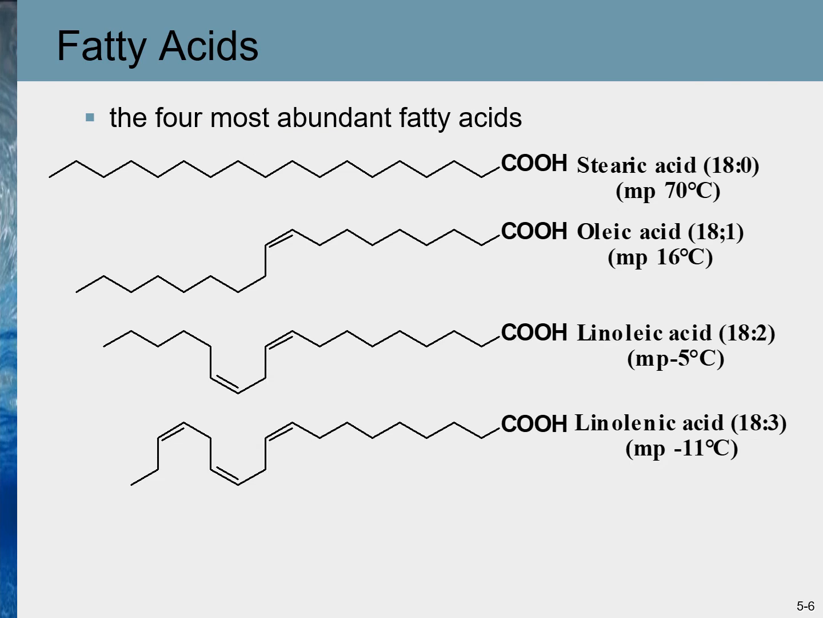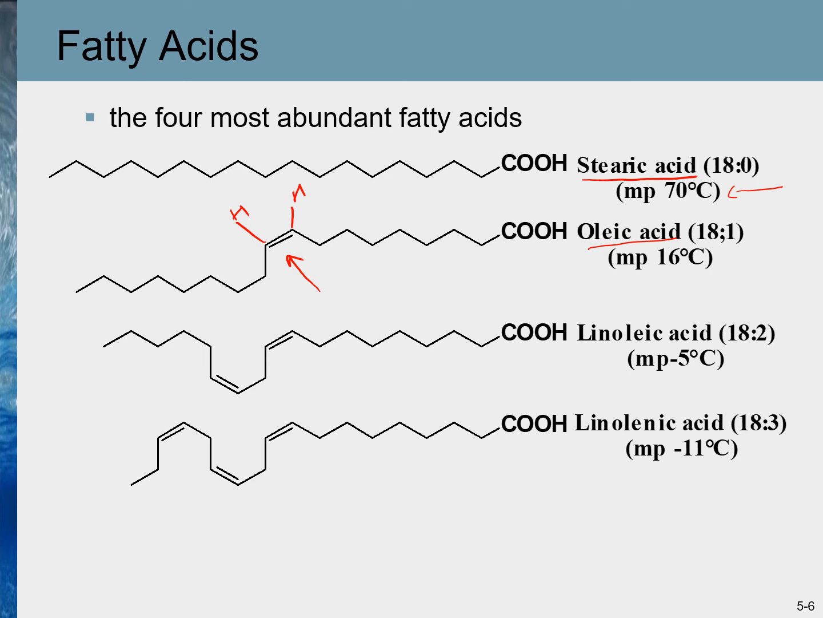The structures of the four most commonly abundant fatty acids are shown here. The first fatty acid is stearic acid. As we can see, it is a saturated fatty acid and its melting point is 70 degrees Celsius. Hence, it's a solid at room temperature. Oleic acid is found in olive oil, and it has one double bond, which is a cis double bond, and its melting point is 16 degrees Celsius. Hence, it's a liquid at room temperature.